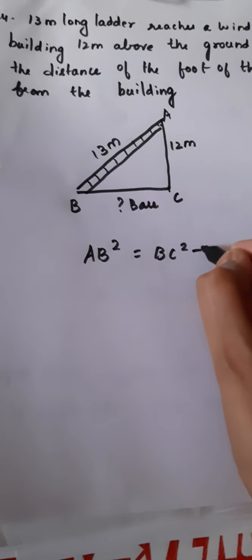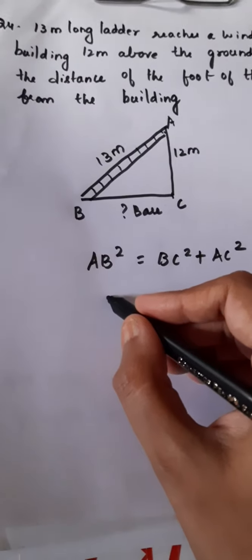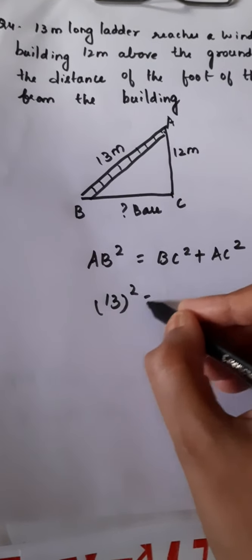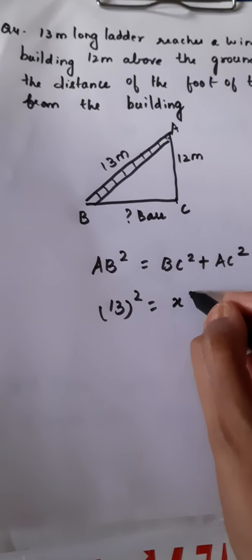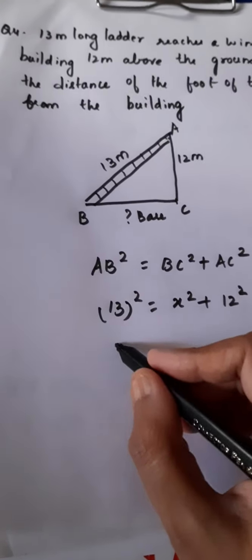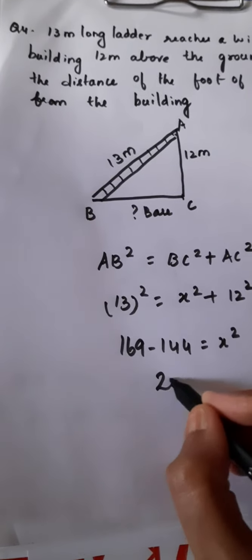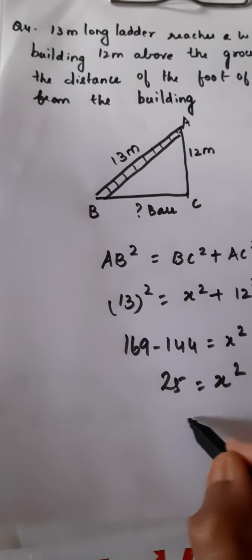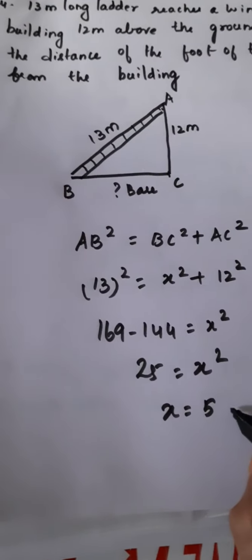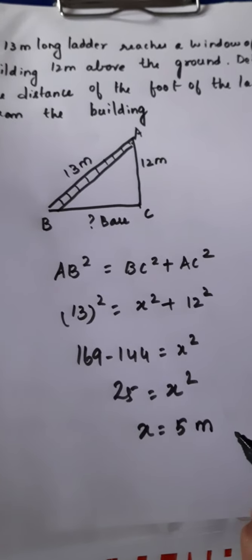So AB square equals BC square plus AC square. We need to find the base BC. So 13 square, let's assume the base is x. So 13 square equals x square plus 12 square. So 169 minus 144 is 25, which is 5 square. So the square root of it is 5 meters. That's the base.